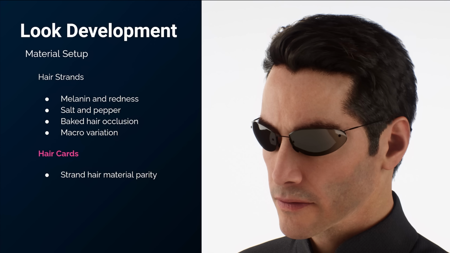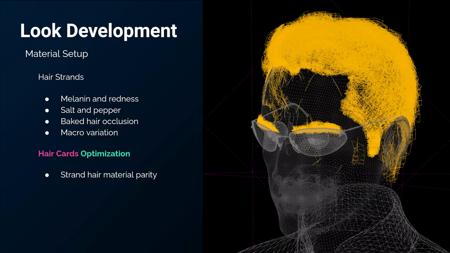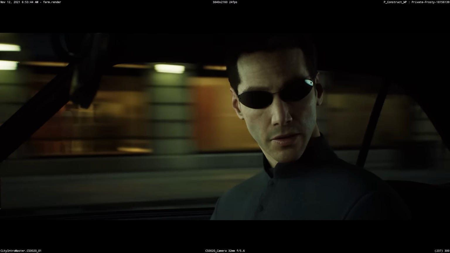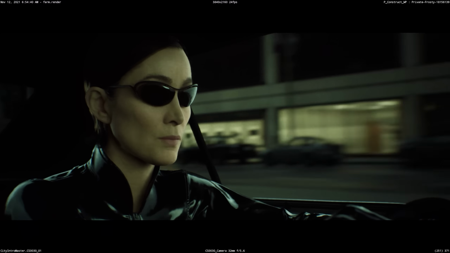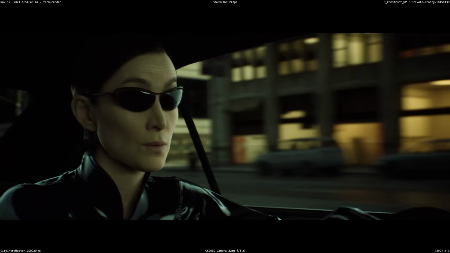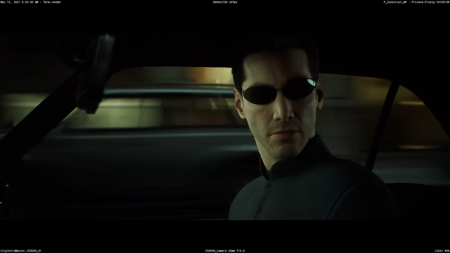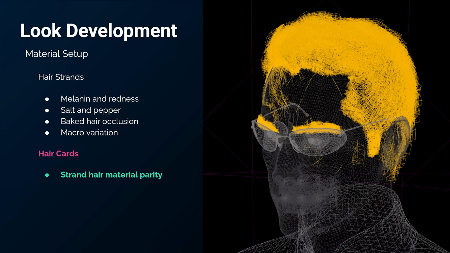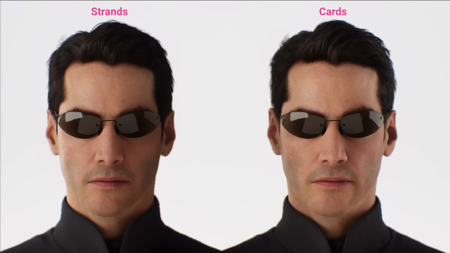We also made use of hair cards on the demo. This was done for optimization reasons, so when you see Neo and Trinity inside the car, it's also rendering the whole city outside. We needed to switch the cards to run everything with smooth frames per second in real time. It was crucial that we had parity between the hair strand material and the hair cards material.